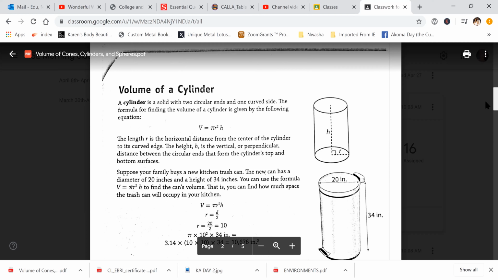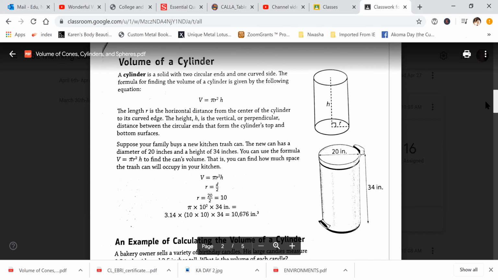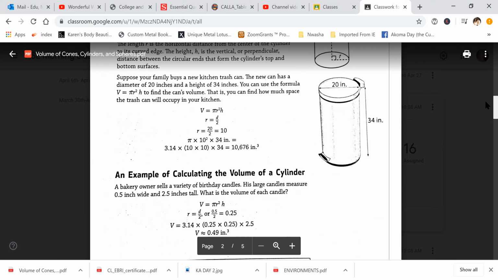So what they have as an example is a kitchen trash can. So it says, suppose your family buys a new kitchen trash can. The new can has a diameter of 20 inches and a height of 34 inches. You can use the formula V equals pi r squared h to find the can's volume. That is, you can find out how much space the trash can will occupy in your kitchen.